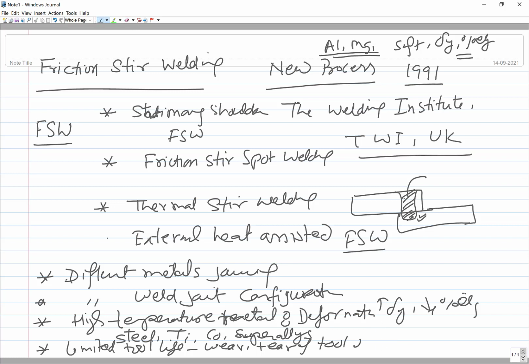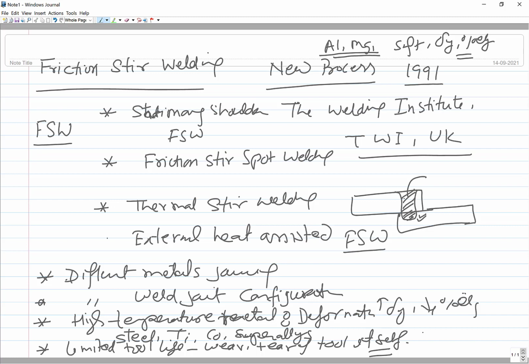So what is needed here is that you use a tool which retains its geometry and dimensions for long enough so that it can really be used for developing joints of greater weld lengths without need of replacement. And the problem of tool wear is more pronounced or severe especially when we are working with high temperature metals.